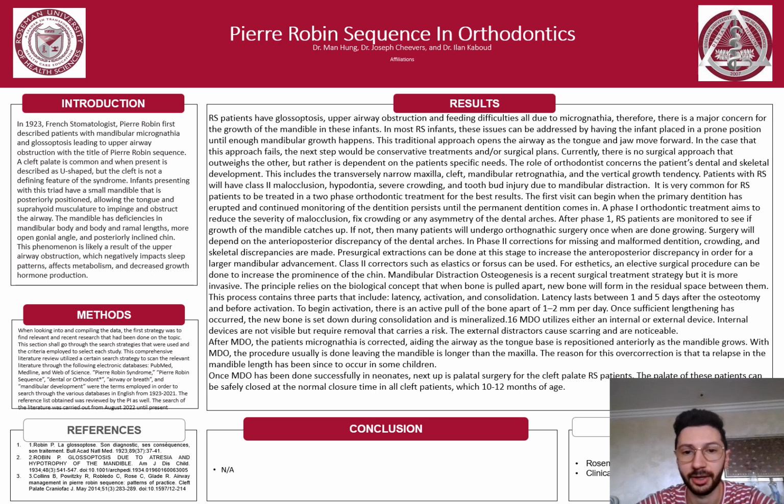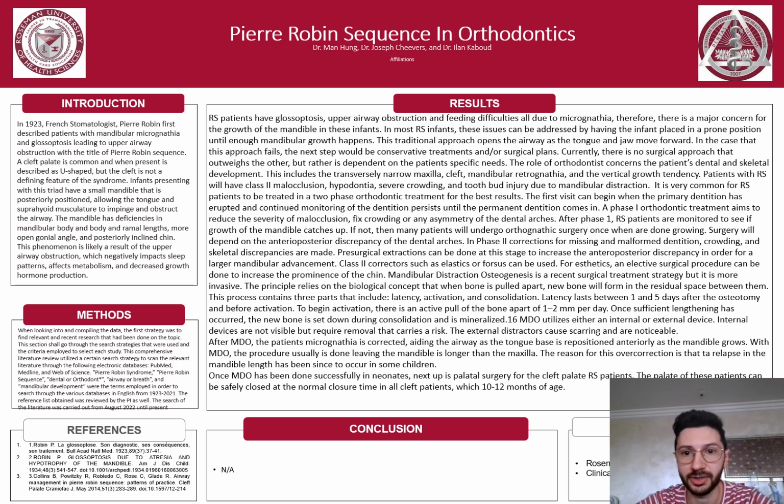The references were reviewed by the PI as well, and the literature search is always going on because there's always current data being evaluated. And when looking at the results, we saw that these RS patients that have this micrognathia, the tongue that is posteriorly positioned, causing the upper airway obstruction, you're going to have difficulties that are going to be very concerning for this and for the growth of the mandible in these patients.